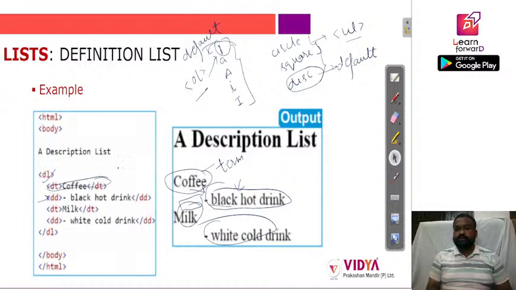In this definition list, we don't get such types, because it is simple, it is just a term, and we are providing the description to that. So in this case, we don't get any such preceding symbol or any number.